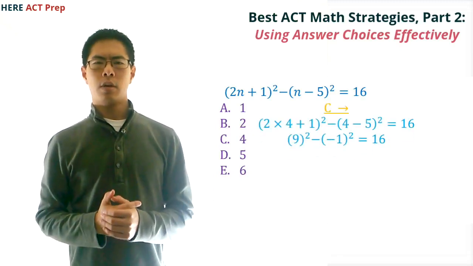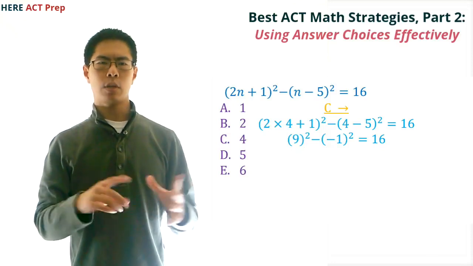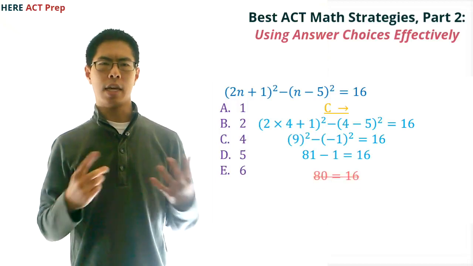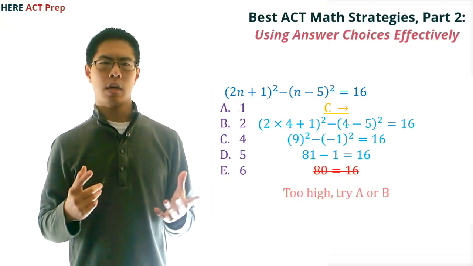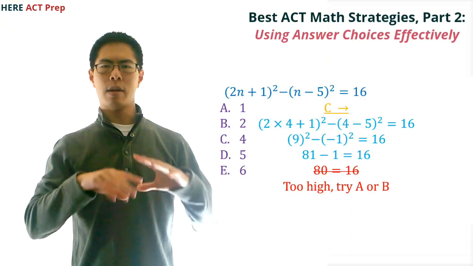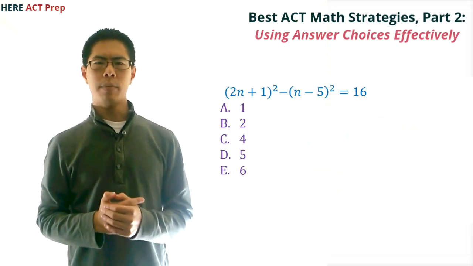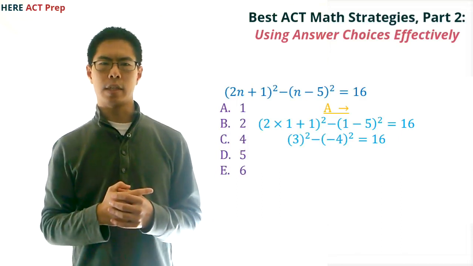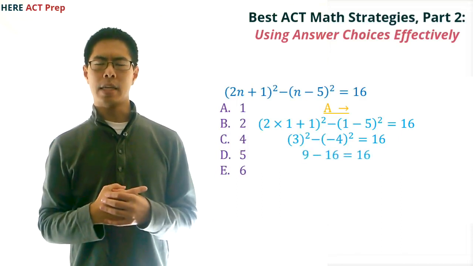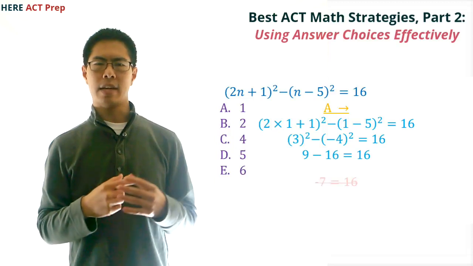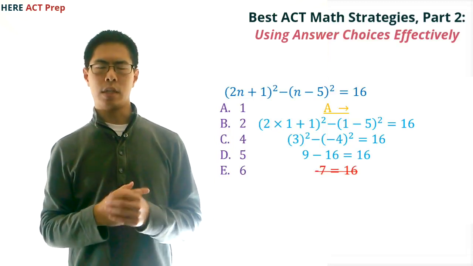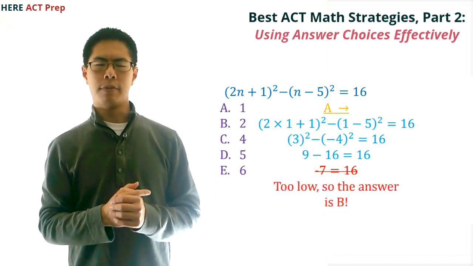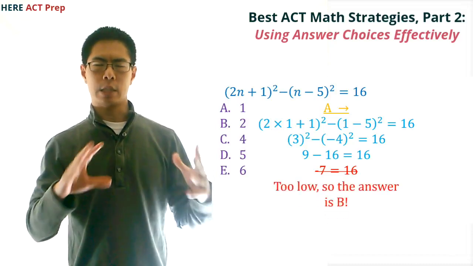When we plug 4 in, we end up getting 9 squared minus negative 1 squared equals 16, which simplifies to 81 minus 1 equals 16, which is 80 equals 16, which doesn't work. We see that 80 is too big, so let's try one of the smaller choices. Let's try A by plugging 1 back into the original equation. When we do this, we end up getting 3 squared minus negative 4 squared equals 16, which simplifies to 9 minus 16 equals 16, which simplifies to negative 7 equals 16, which doesn't work either. So now we know the answer needs to be between A and C, or between 1 and 4, so we can just pick B at this point and move on.